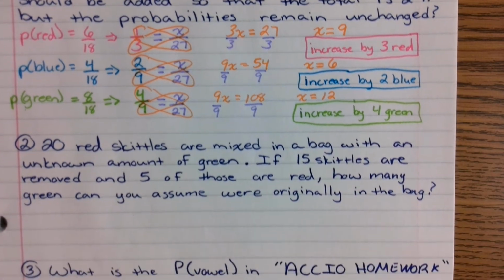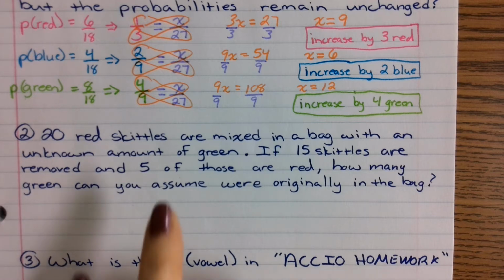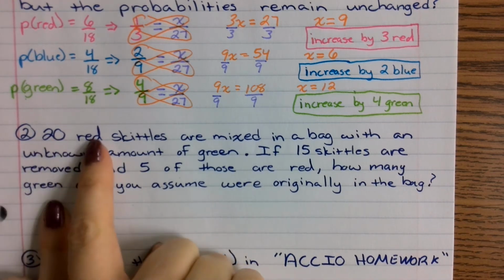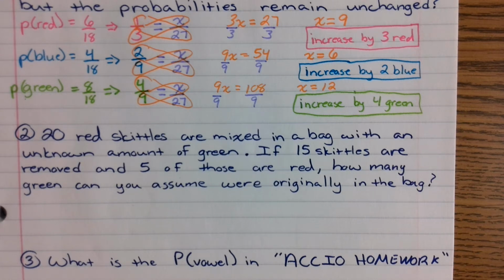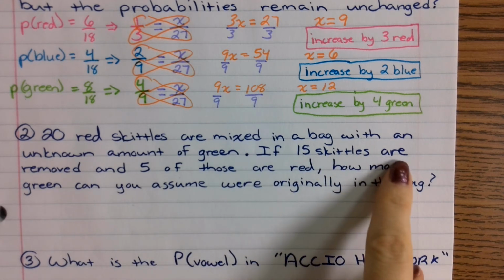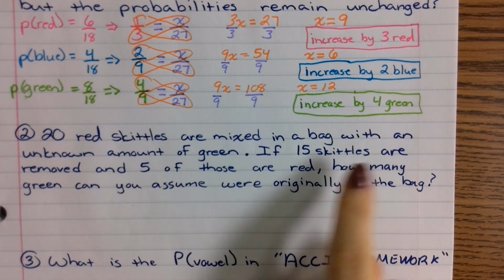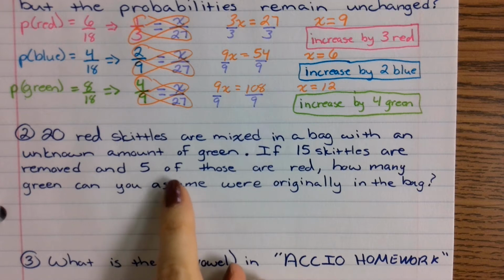All right, problem number 2. For problem number 2, we have 20 red Skittles that are mixed in a bag with an unknown amount of green. So we have red and green Skittles all mixed together. 20 Skittles are red. We don't know how many are green. We're going to pull 15 Skittles out of the bag. And from that 15, we know 5 of those are red.